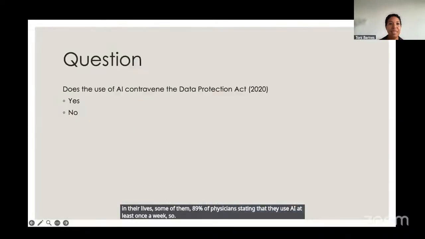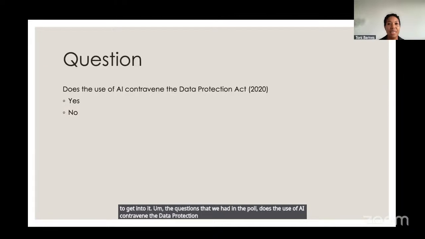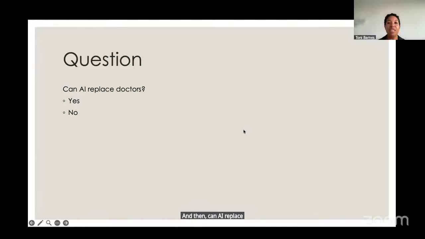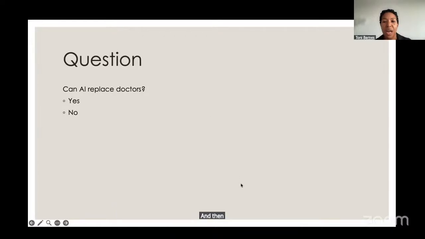So to get into it, the questions that we had in the poll: does the use of AI contravene the Data Protection Act 2020? Yes or no? And then, can AI replace doctors? Yes or no? So I'm seeing the answers of the poll here. Does the use of AI contradict the Data Protection Act? I see, for the most part, people said yes, and then some said no. So the majority of people say yes, AI contradicts the use of the Data Protection Act.